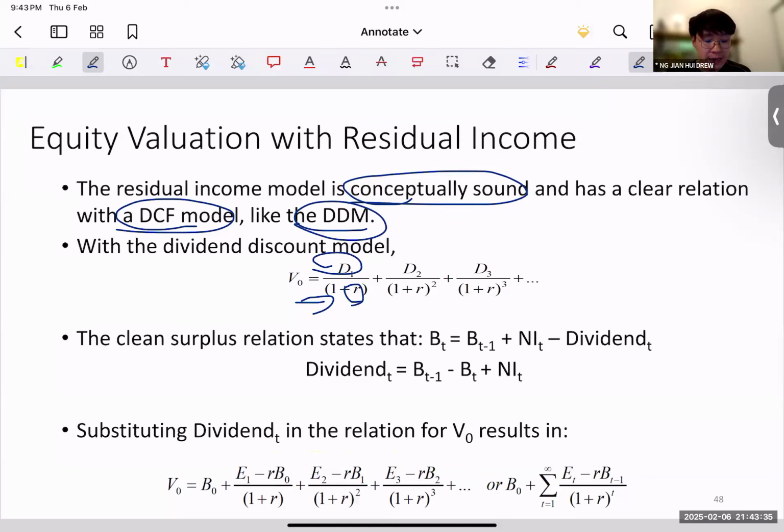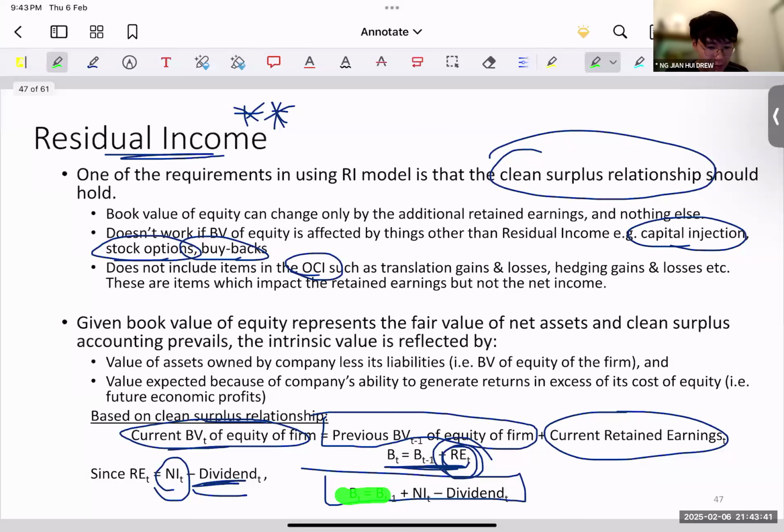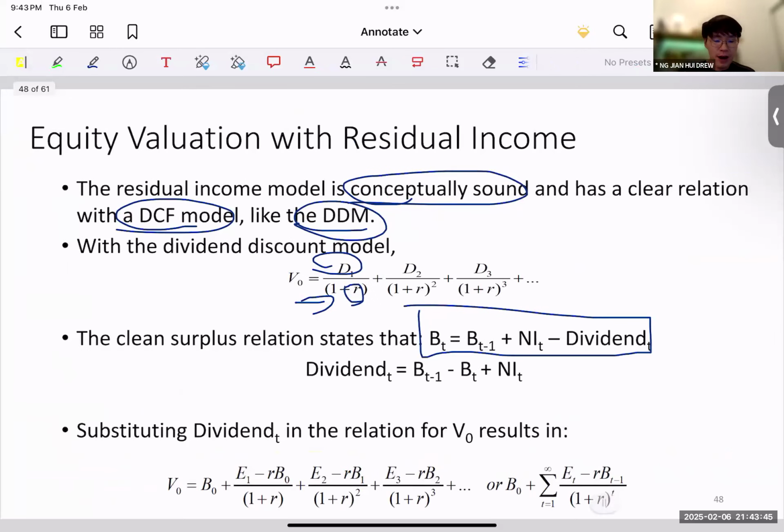Earlier, we already proved the clean surplus relationship. We can determine this, right? I'm just going to flip back to highlight to you where we have determined this. It's given here. So I'm just going to do some algebra to make dividend the subject, right? So dividend equals book value minus 1, minus the book value now, plus the net income now.